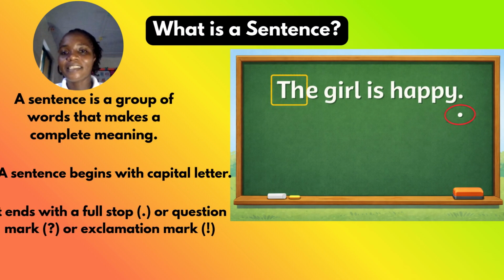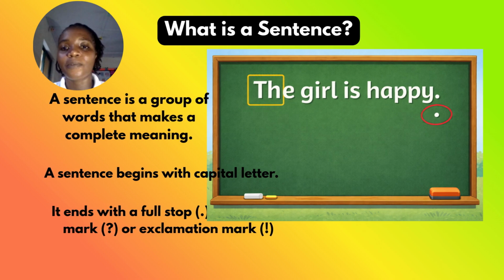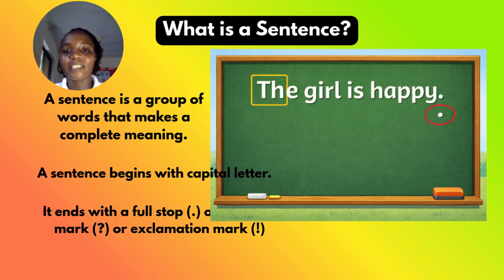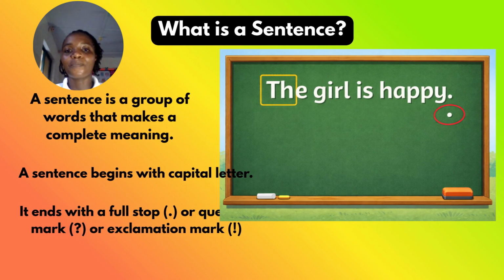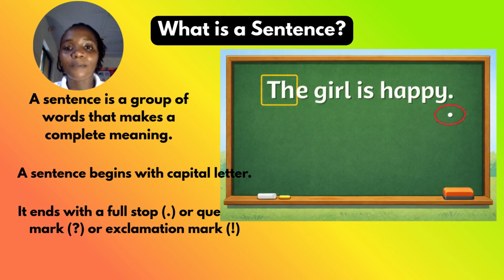What is a sentence? A sentence is a group of words that makes a complete meaning. Example: the girl is happy. This expression is a sentence because it gives us a complete meaning. We need to note that a sentence begins with a capital letter. You can see that from the example on the board.